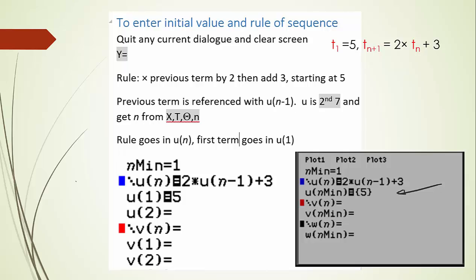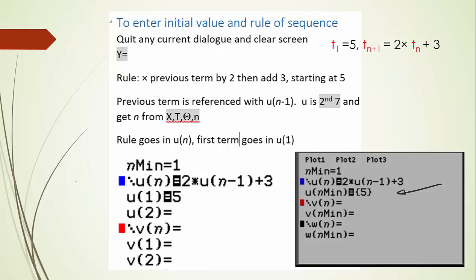If you want to put u into the calculator, second function 7. If you want to put n into the calculator, you press the X, T, theta, n button, and that will put in an n for you. So instead of saying y equals on the graphics calculator, we're going to say u of n equals, and then you can see what we've got there is 2 times u of n minus 1 plus 3. Now you have to type a word into the calculator using those buttons I've just told you about.